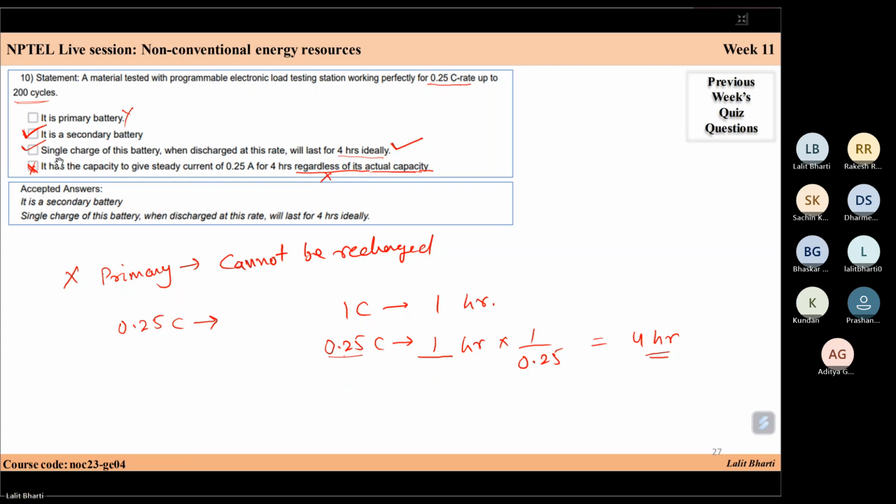Option 4 is that it has the capacity to give a steady current of 0.25 ampere for 4 hours regardless of its actual capacity. That is not correct, because it should depend on the capacity you are giving. If you have a C rate of 0.25, you will get the current for 4 hours, but it is not regardless of its actual capacity. Its actual capacity will also play its role. So option 3 and option 2 are correct, and 1 and 4 are incorrect for this case.